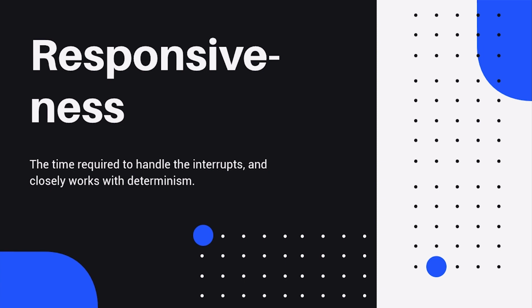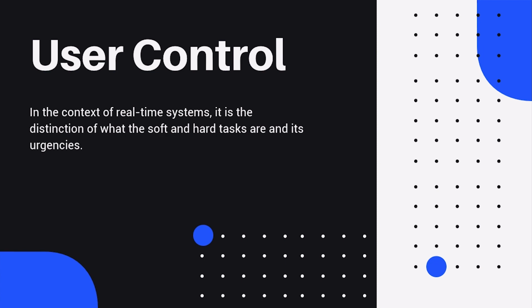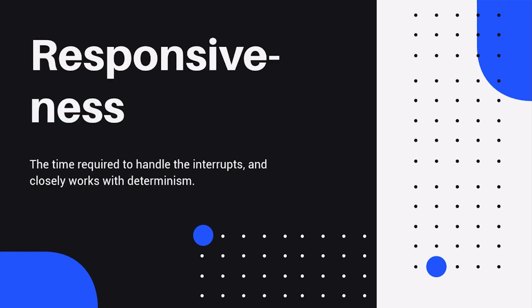Responsiveness refers to the duration at which it performs the tasks or interrupts and works hand in hand with determinism. This will be expanded by the next speaker. Determinism and responsiveness together make the response time to the said tasks and is essential for real-time systems due to the deadlines imposed by users and the data.